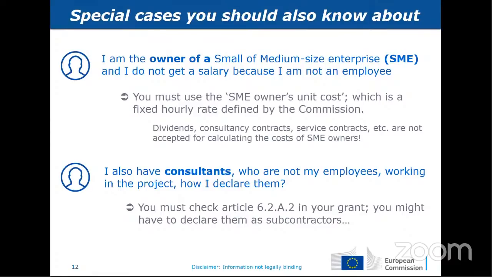But if I am not an employee and I don't have a salary which results from an employment contract, then I must use the SME owner unit cost. It's a fixed amount per hour. So the hourly rate is already given in the grant agreement. It comes explicitly into Annex 2A of your grant agreement.